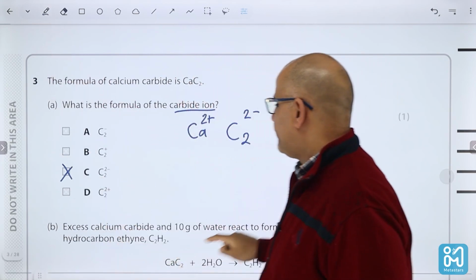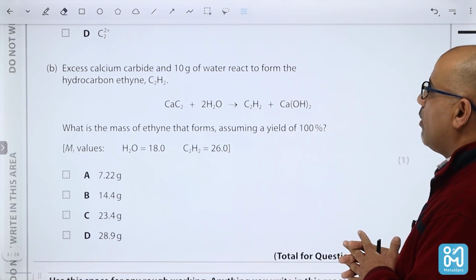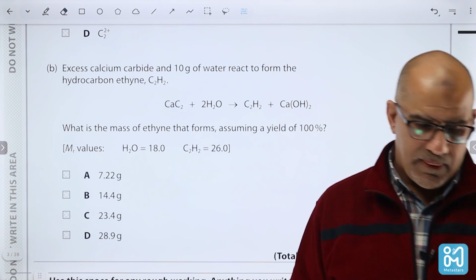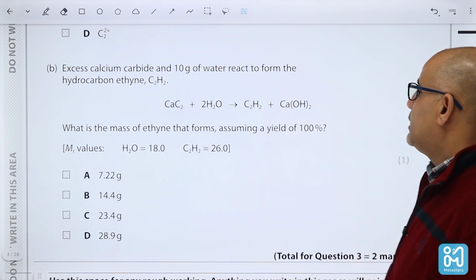Now, excess calcium carbide and 10 grams of water react to form the hydrocarbon ethine. What is the mass of ethine that forms, assuming a yield of 100%? The molar mass of water is 18, and the molar mass of C2H2 is 26.